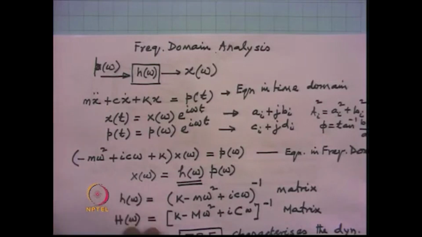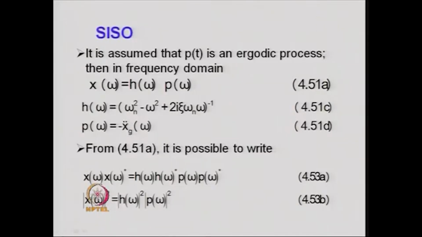Now, with this fundamental thing in mind, let us look into how we try to solve a single degree of freedom system for a random excitation. If we wish to write down simply the frequency component of the response x(omega), then it is equal to h(omega) into p(omega). That we have seen, or proved, before.